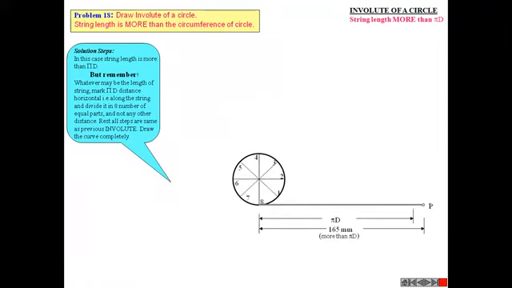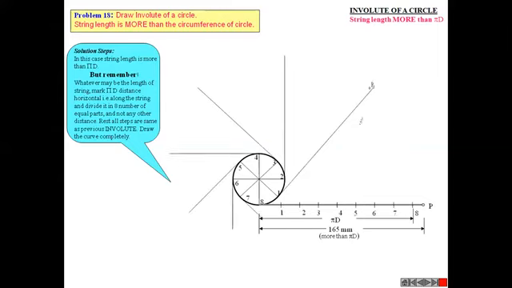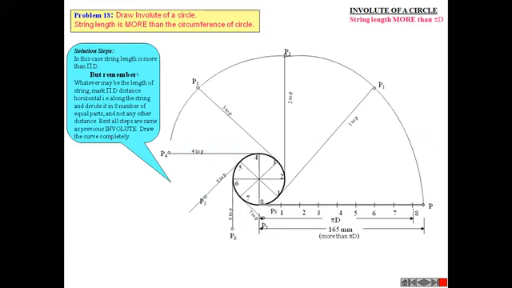Then this is the pi d is greater than the string length, that is 165 they have given. Then divide this horizontal line into 8 equal parts again. Then draw the tangent on the circle. Then take 1 in a compass. Draw the arc to make the involute. Okay, at the end point, some extension is there.